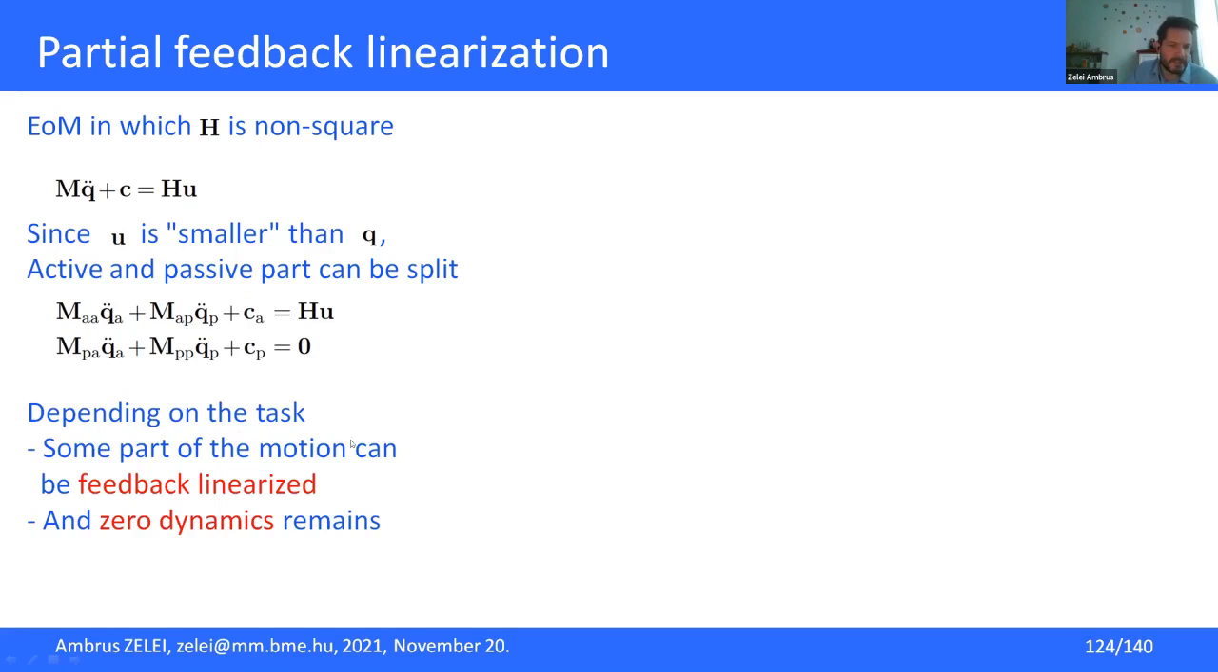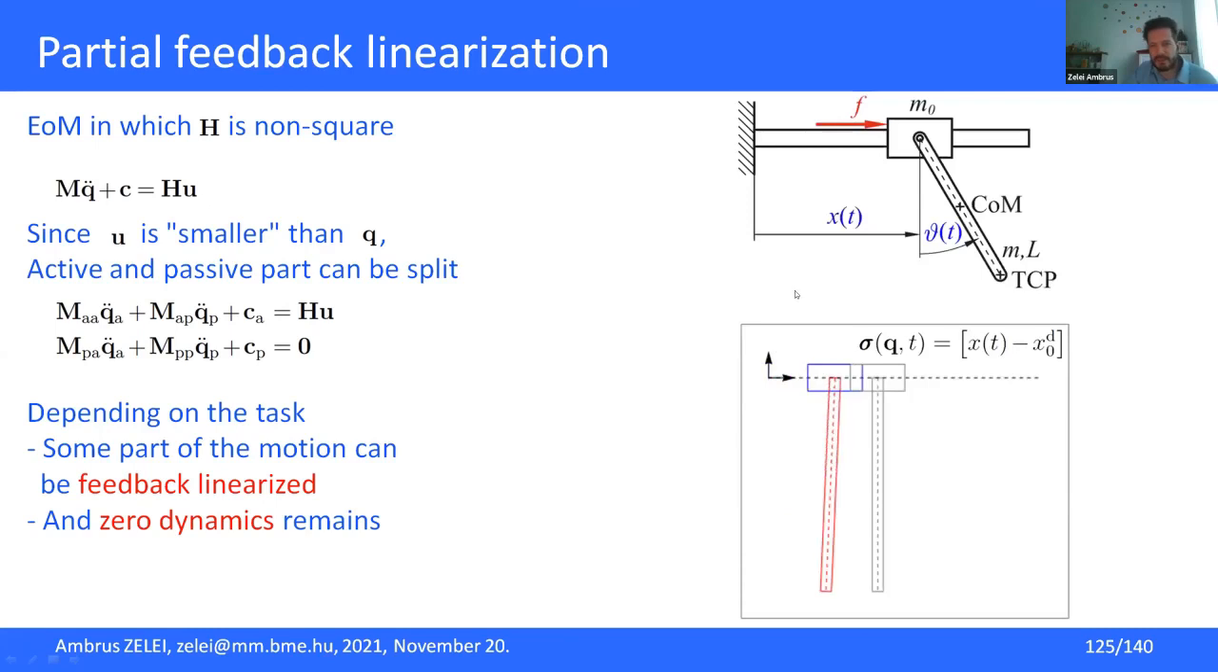Okay, and the main thing is that there is an actuated part and a passive part, let's say, and depending on the task of the robot, there is some part of the motion which can be simply controlled by the feedback linearization or inverse dynamics control approach, and there will be another part which cannot be directly controlled, and usually we call it zero dynamics.